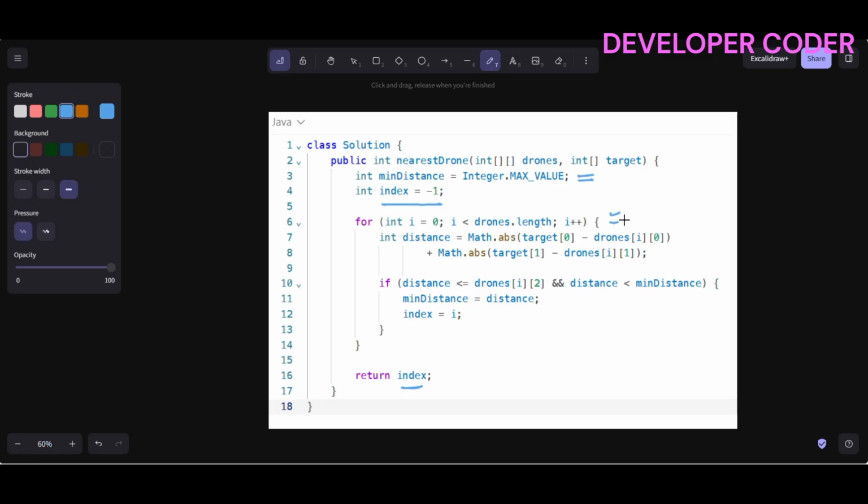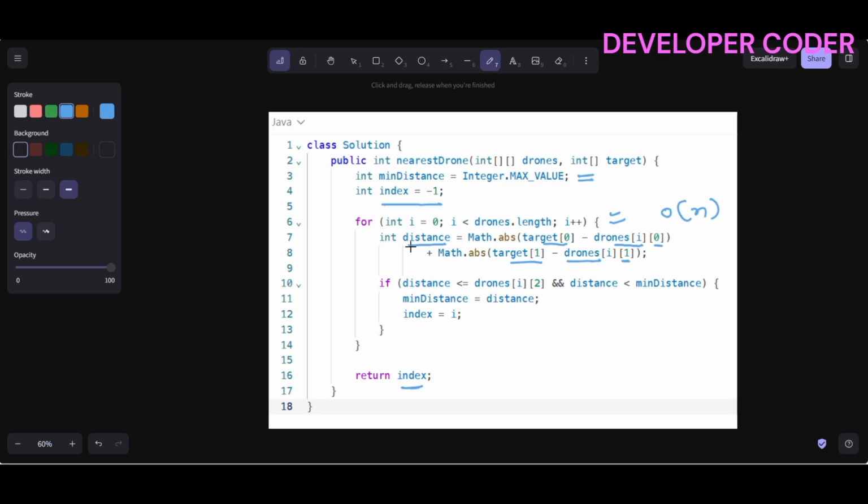Then I'm iterating over all the drones. Let's say there are n drones, so O(n) is going to be the time complexity because of this. Then I'm calculating the Manhattan distance: Math.abs of target[0] minus drones[i][0], the value at index 0 in that particular drone, and at index 1 the particular value in that drone. That's what I'm writing here. So very simple, abs of target[0] minus drones[i][0] plus abs of target[1] minus drones[i][1].